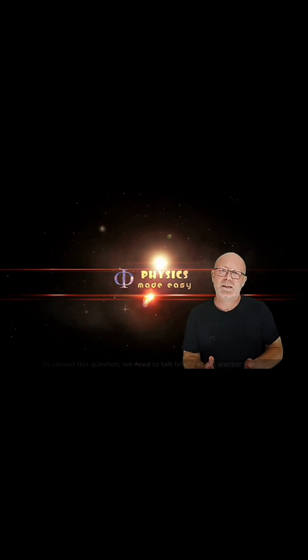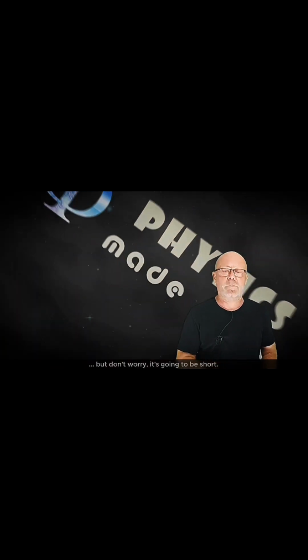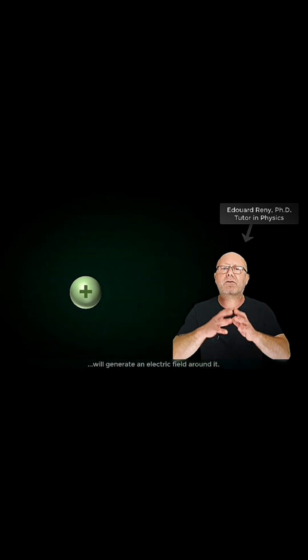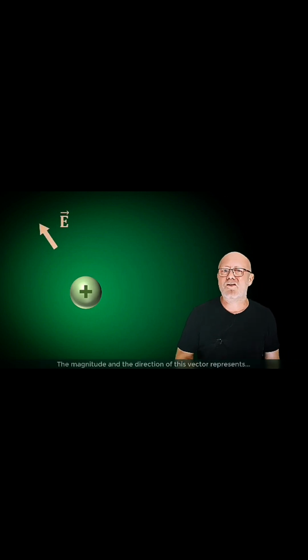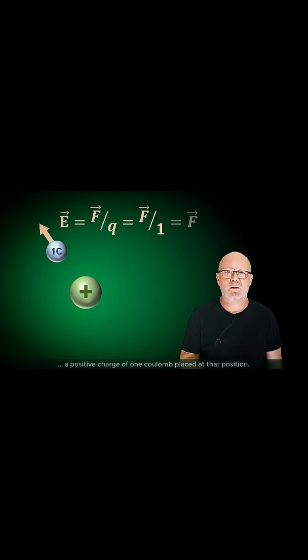Light is commonly defined as an electromagnetic wave. But what is an electromagnetic wave? And also, what is electric and magnetic about light? To answer this question, we need to talk briefly about electric fields. But don't worry, it's going to be short. A charge placed at a given point in space will generate an electric field around it. The strength of that field at a given position is represented by a vector. The magnitude and the direction of this vector represent the magnitude and the direction of the force that would be experienced by a positive charge of 1 coulomb placed at that position.